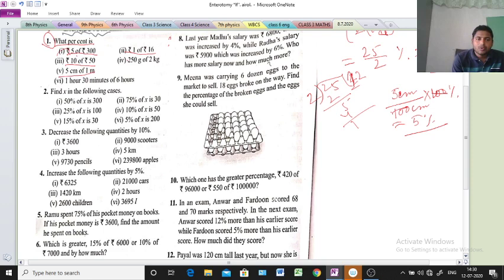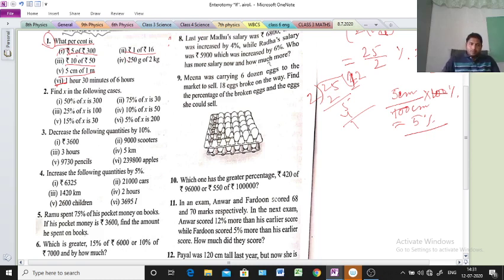Okay. Now question number 6. This one also you can do. What percent is 1 hour 30 minutes of 6 hours? How to do this one? Of means here actually out of, so out of a total of 6 hours, from them we find out 1 hour 30 minutes and we convert into percentage. That is the main thing.